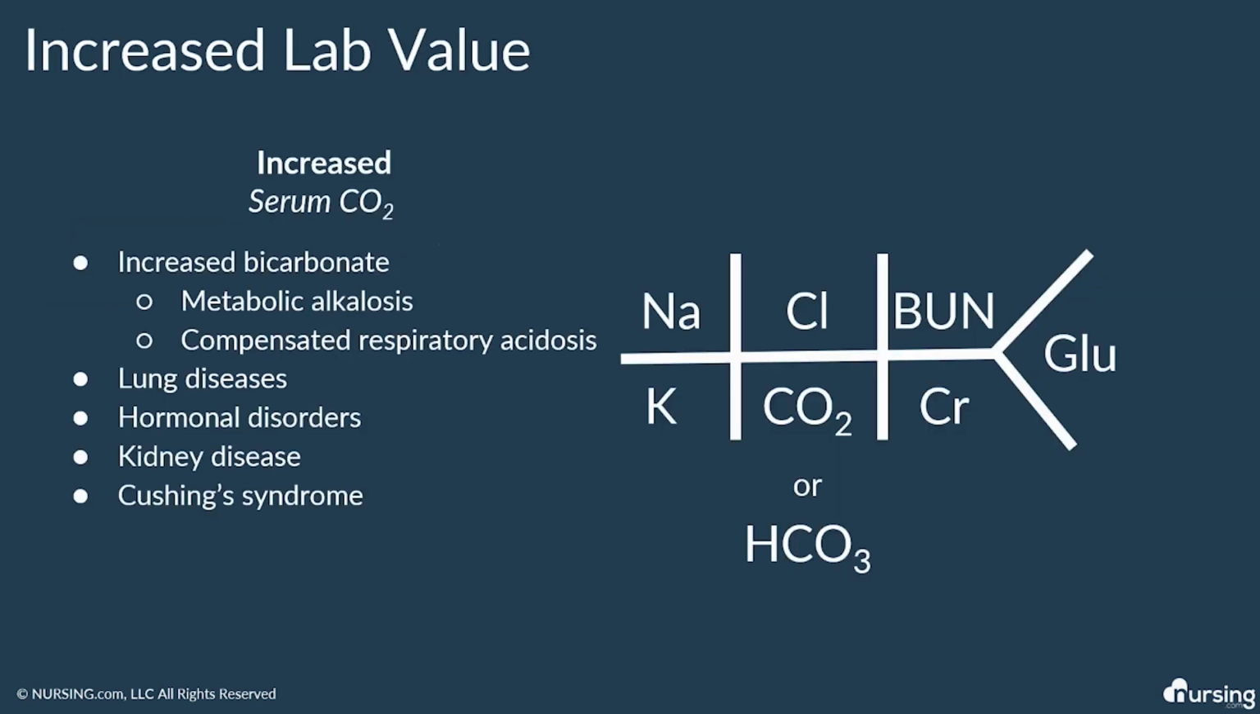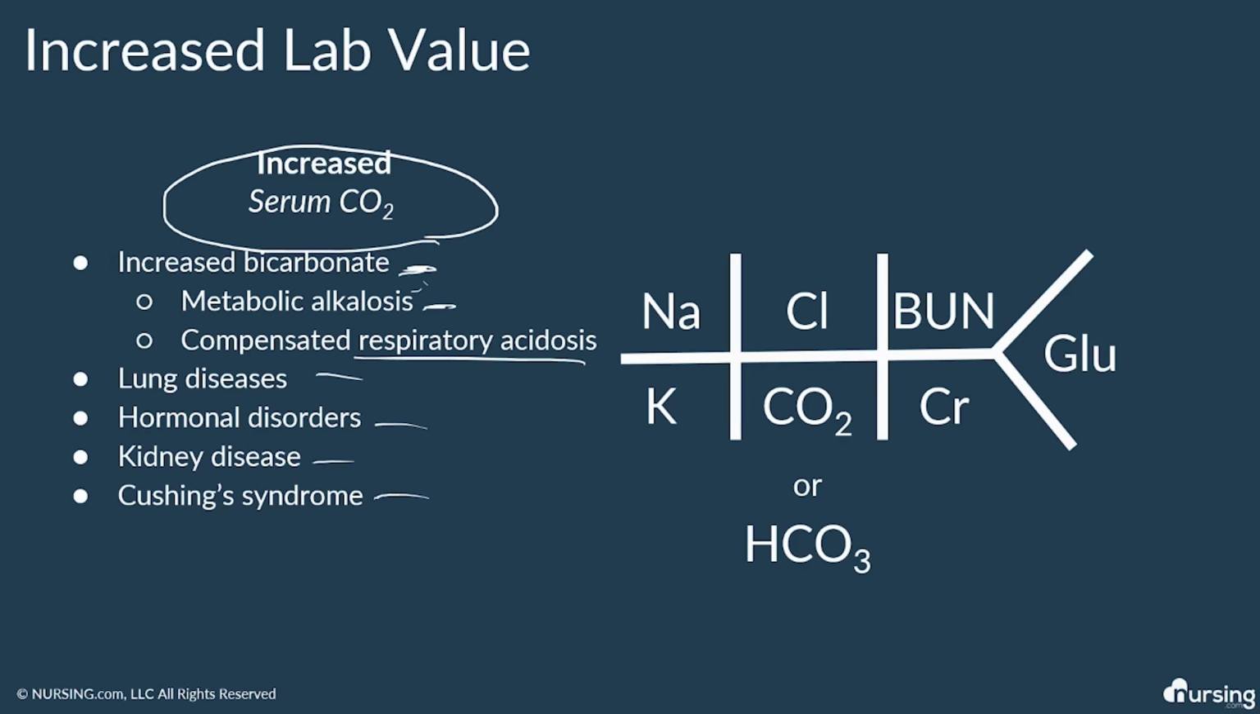An increased serum CO2 shows us that there's an increase in bicarb, or metabolic alkalosis is present. It can also happen in times of compensated respiratory acidosis. Lung diseases, hormonal disorders, kidney diseases, even Cushing's syndrome, all affect electrolyte balance and acid-base balance.